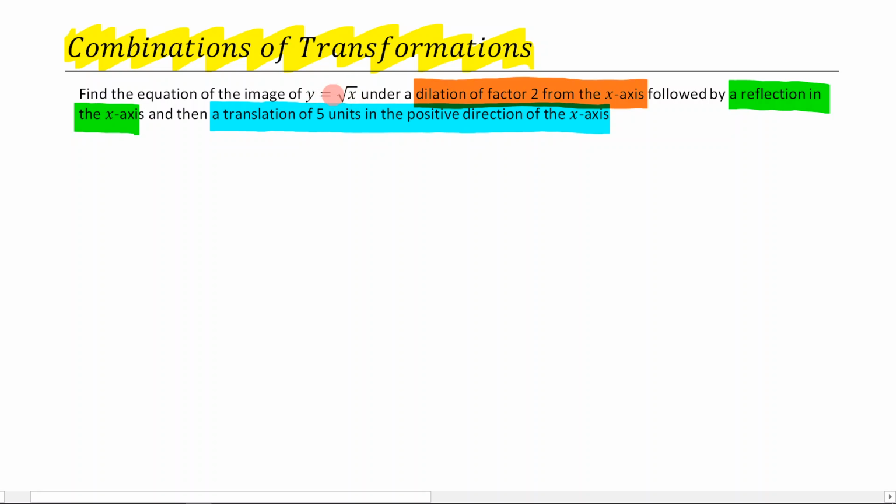I also want to draw your attention to some very key words, and those are followed by and then. So as you can see, there is an order to the transformations that are being applied, and that's going to be very crucial as we go through this topic.